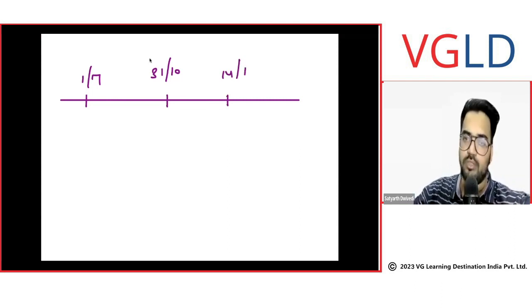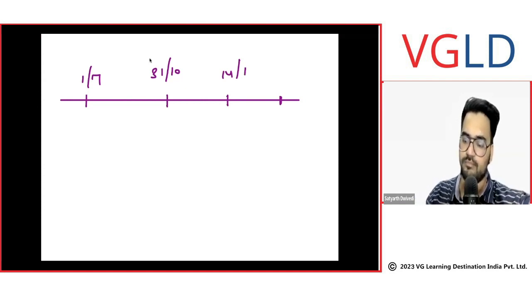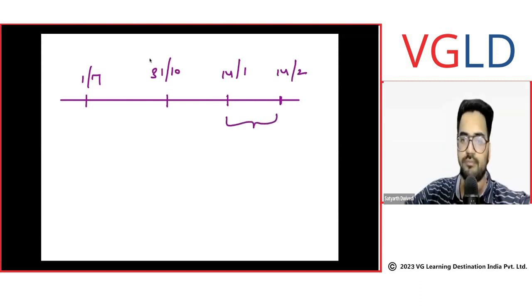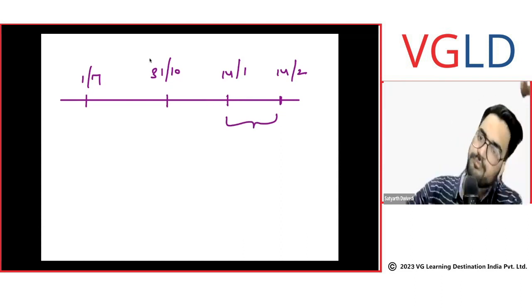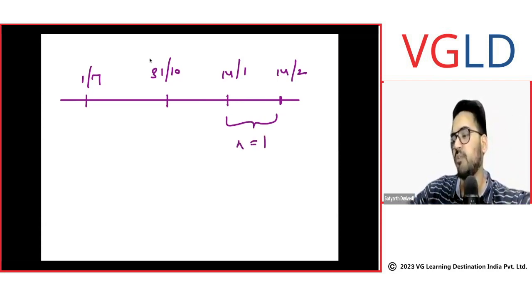When is your last installment due? November, December, January, February. February. What is the duration of this? One month. So your N is equal to 1.